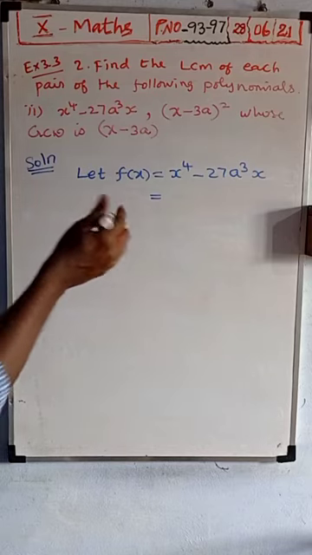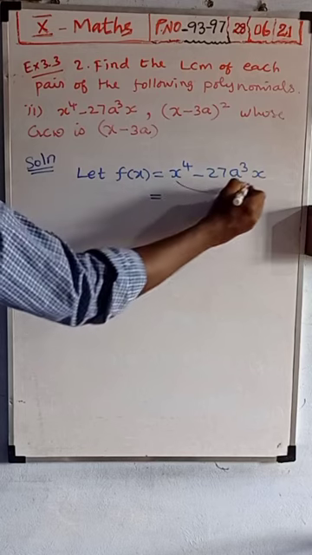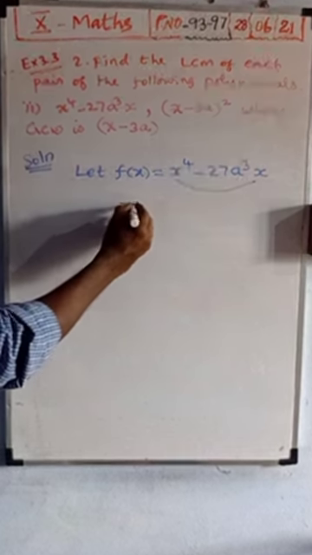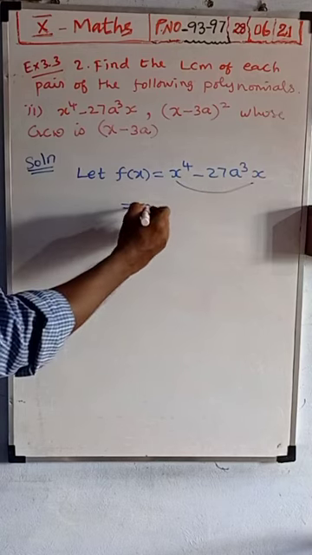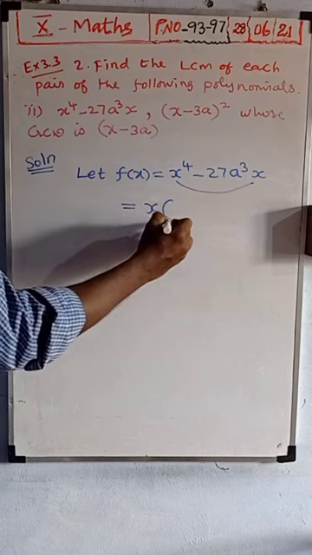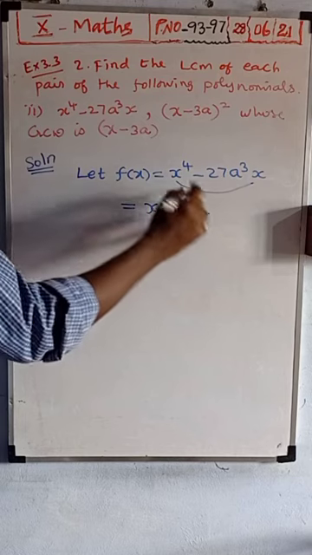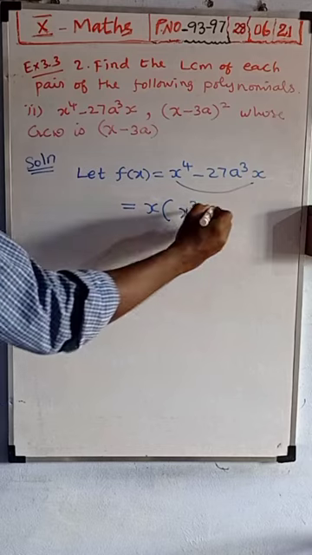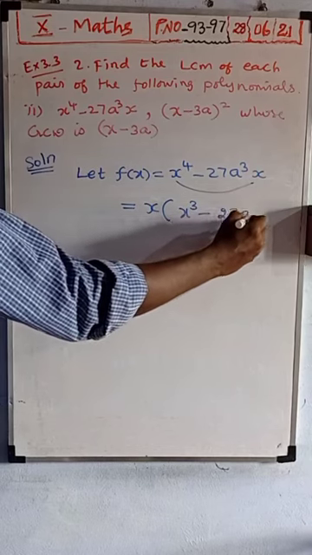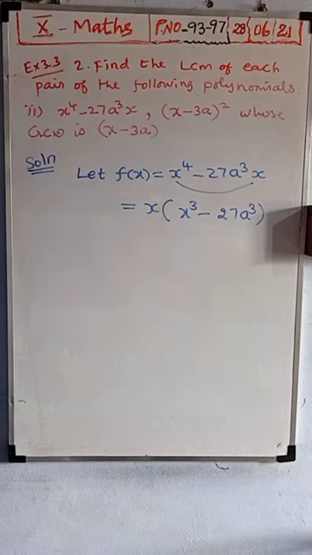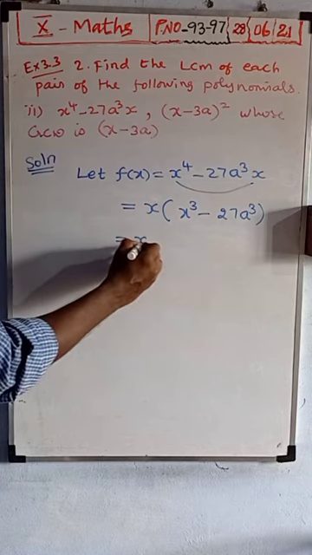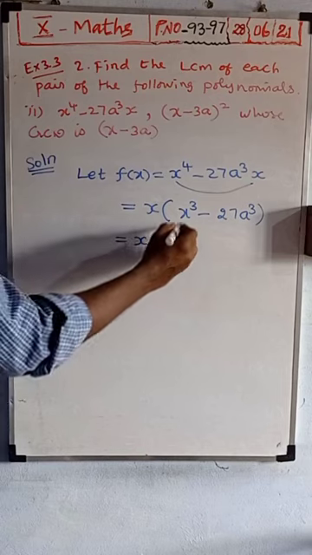So here it is possible to take x common. First you check whether any common term is there or not. Yes, a common term is there. Taking x outside, the remaining is x cube minus 27a cube. Yes, 27a cube.